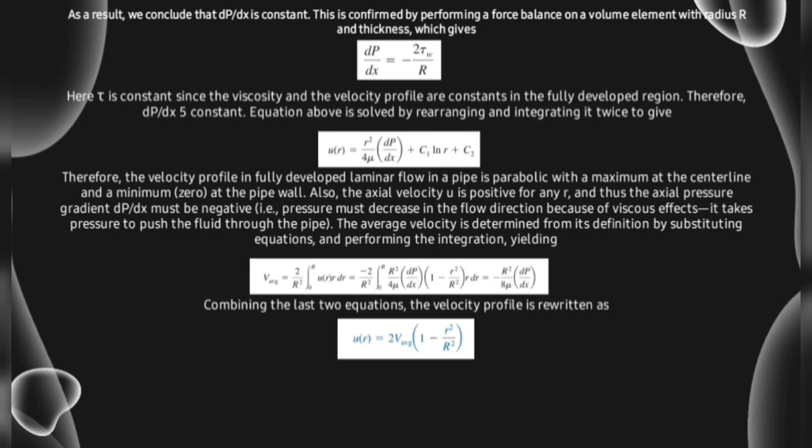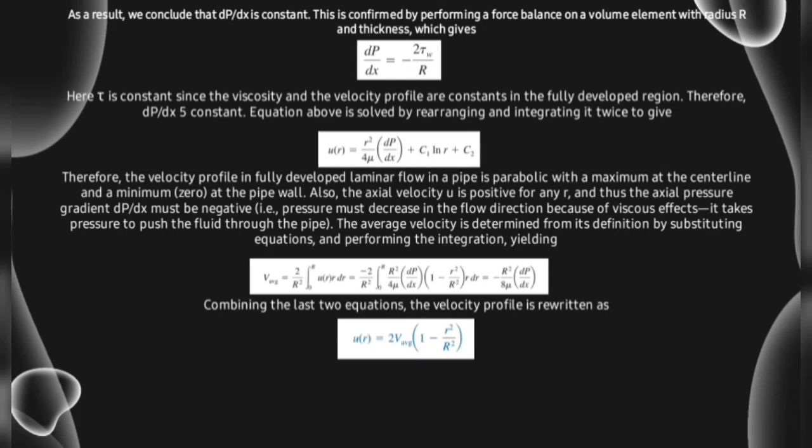This is confirmed by performing a force balance on a volume element with radius r and thickness dr, which gives dP/dx equals negative 2 tau_w over R. Here, tau_w is constant since the viscosity and the velocity profile are constant in the fully developed region. Therefore, dP/dx is constant. The equation above is solved by rearranging and integrating it twice to give u(r) equals r squared over 4 mu times dP/dx plus C1 ln r plus C2.